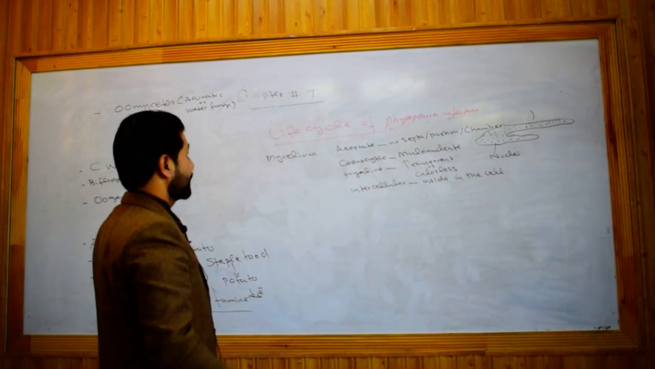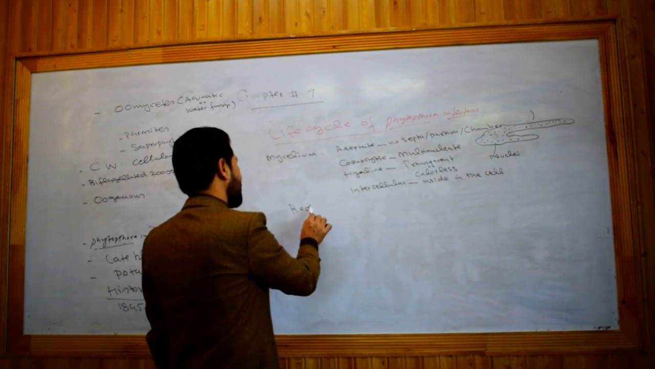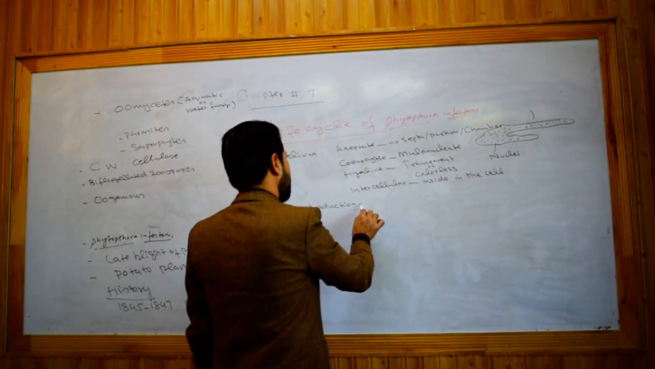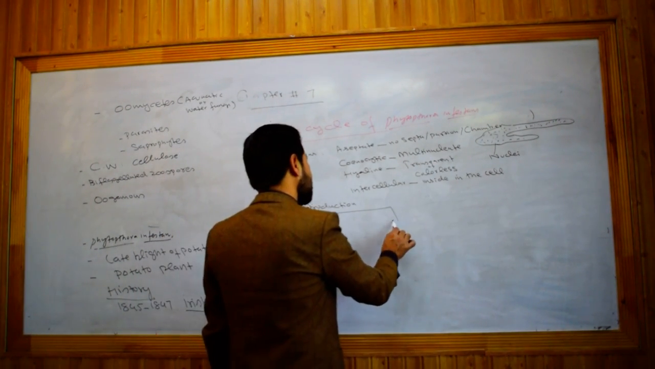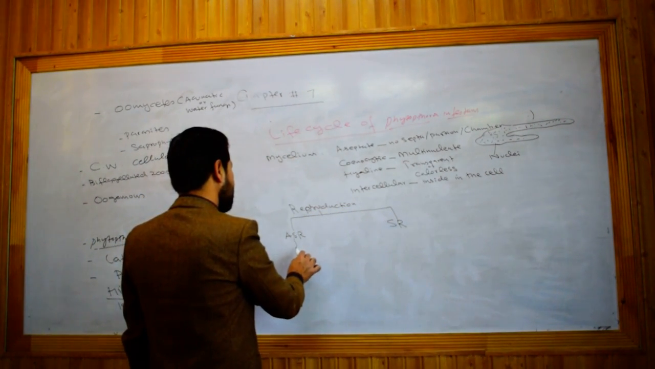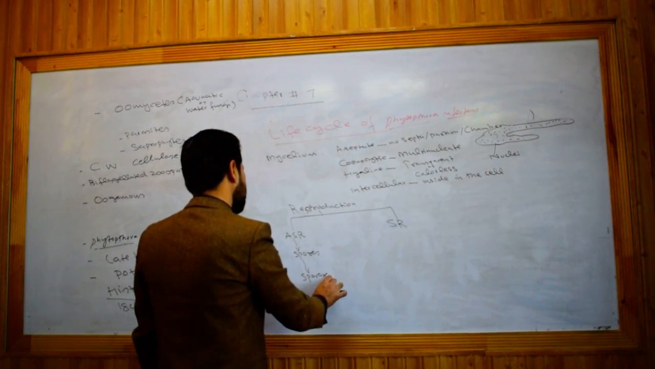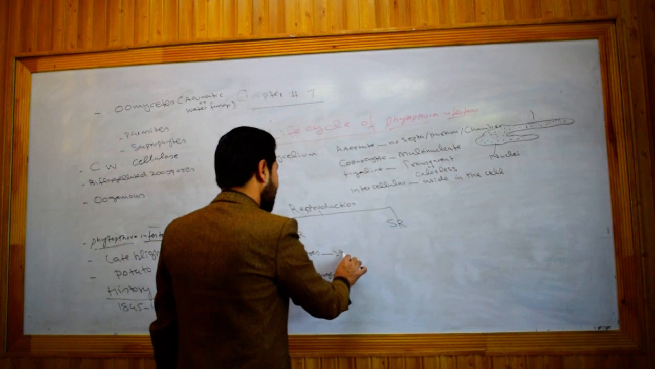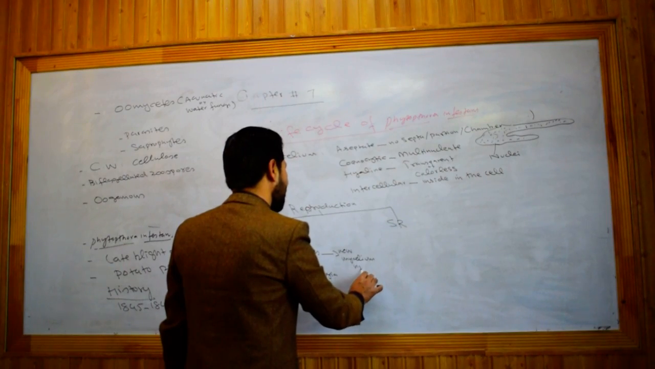At the time of reproduction, it shows two types of reproduction. One is asexual reproduction, the other is sexual reproduction. In asexual reproduction, spores are formed in sporangia. These spores are liberated, and then these spores produce a new mycelium. Mycelium will always be haploid in nature.